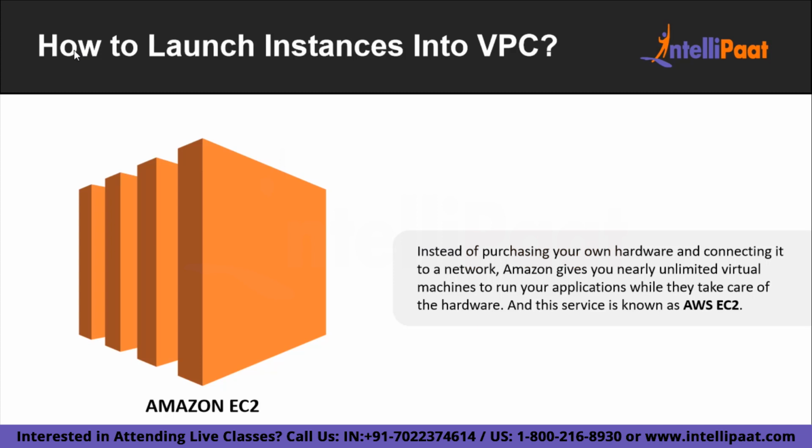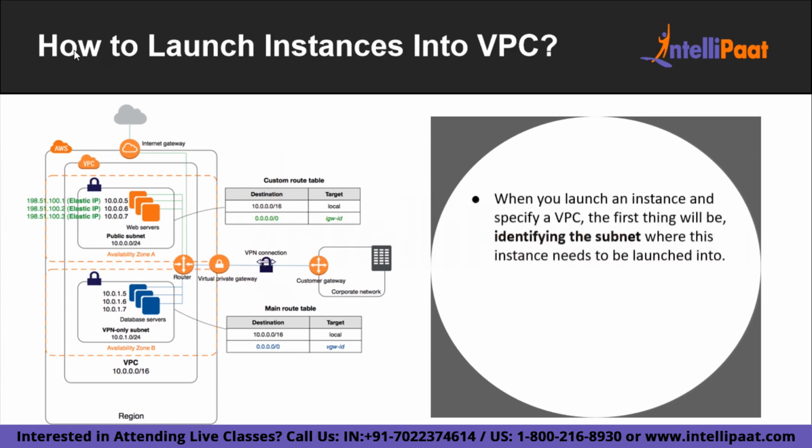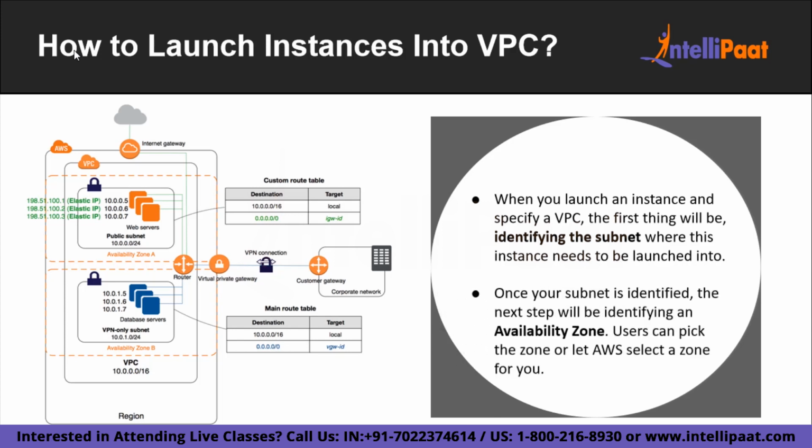Basically, it is a framework providing computing resources. When you launch any instance and specify a VPC, the first thing will be identifying the subnet where this instance needs to be launched into. If no subnet is selected, AWS will pick the default subnet within the selected VPC. Once your subnet is identified, the next step will be identifying an availability zone. Users can pick the zone or let AWS select a zone for them.